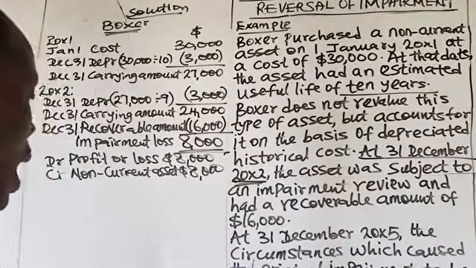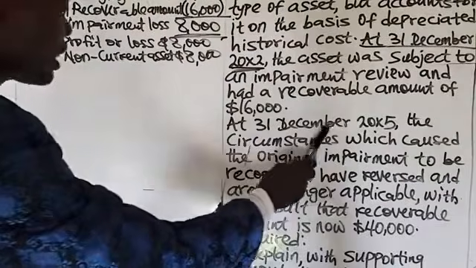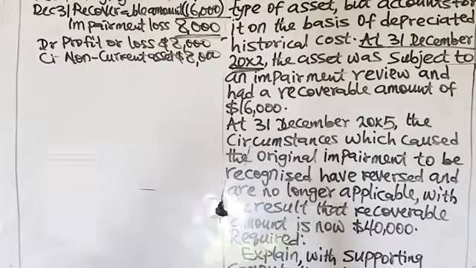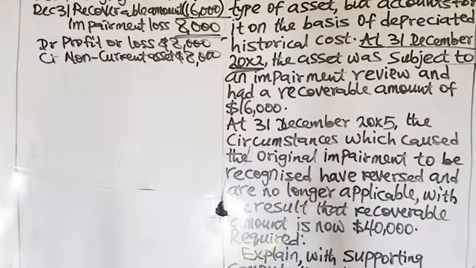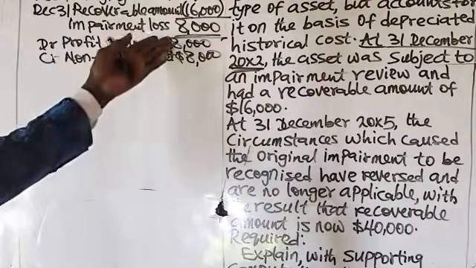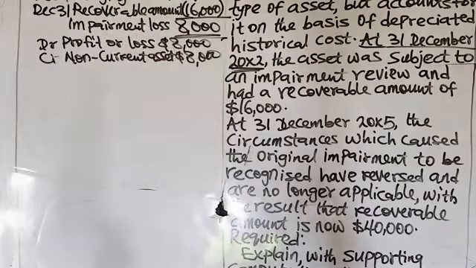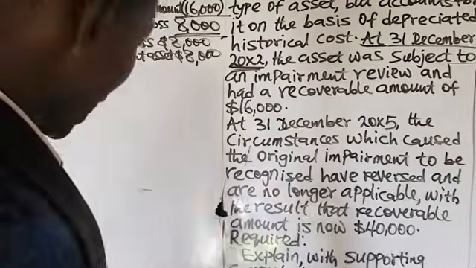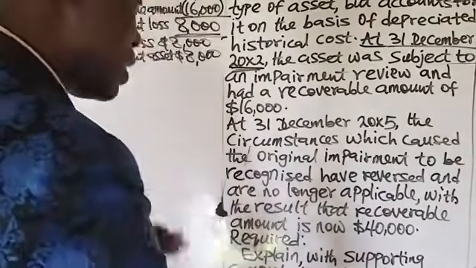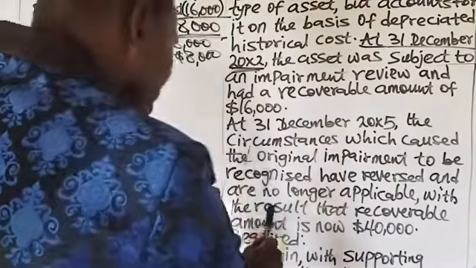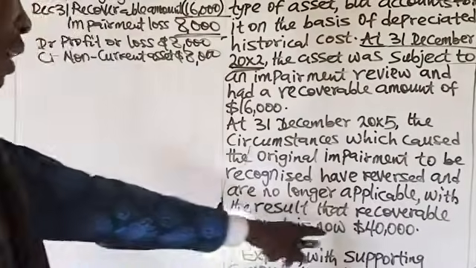At 31st December 20X5, the circumstances which had caused the original impairment to be recognized have reversed. So the circumstance that brings about this impairment loss of $8,000 has been reversed and is no longer applicable. That circumstance no longer exists, with the result that the recoverable amount is now 40,000.